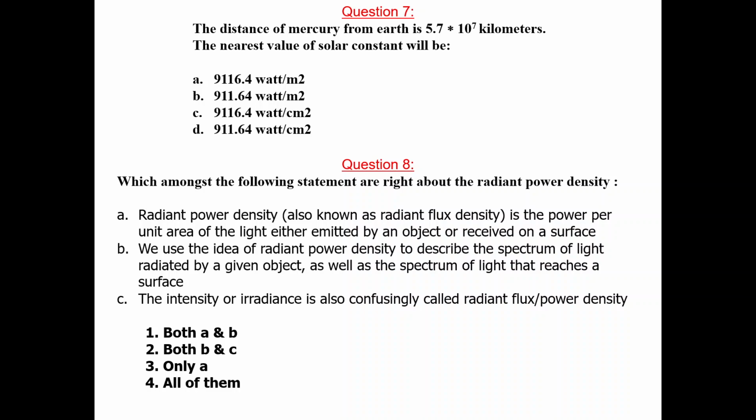The question is saying, which amongst the following statements are right about the radiant power density? The options are: radiant power density, also known as radiant flux density, is the power per unit area of light either emitted by an object or received on a surface. The B option is saying we use the idea of radiant power density to describe the spectrum of light radiated by a given object, as well as the spectrum of light that reaches a surface, which is absolutely right. The third is irradiance. The intensity of irradiance is also confusingly called the radiant flux power or density.